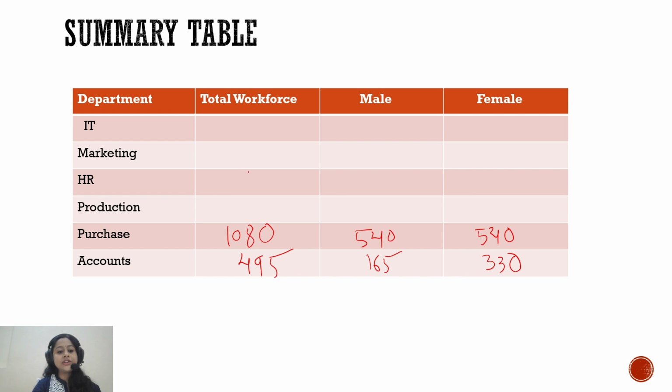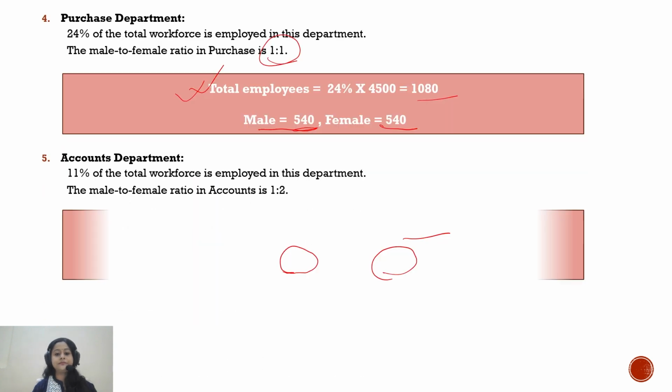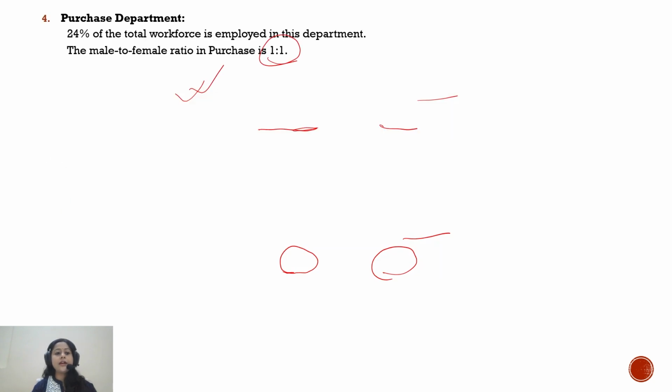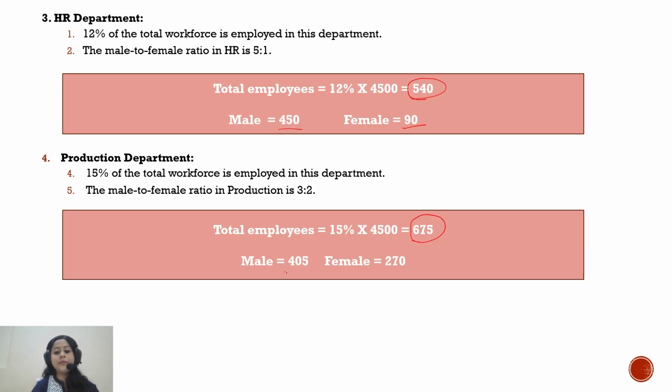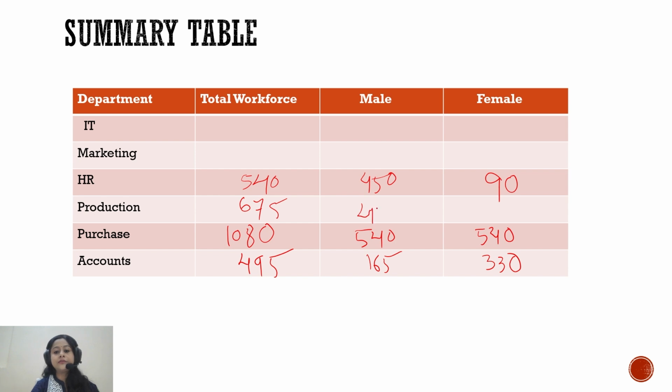So the HR department has 540 and the total workforce is 675, right? In the HR department, male is 450 and female is 90. On the other hand, in the production department, male is 405 and female is 270.